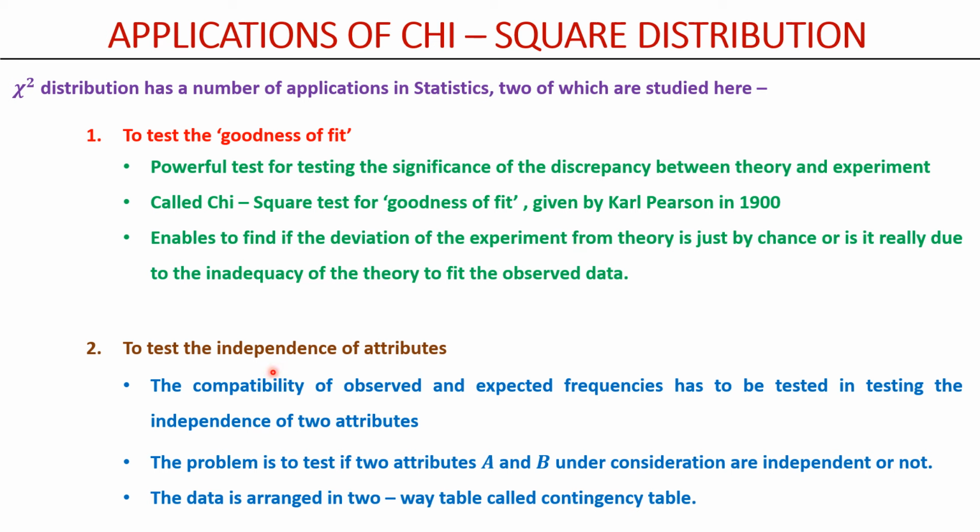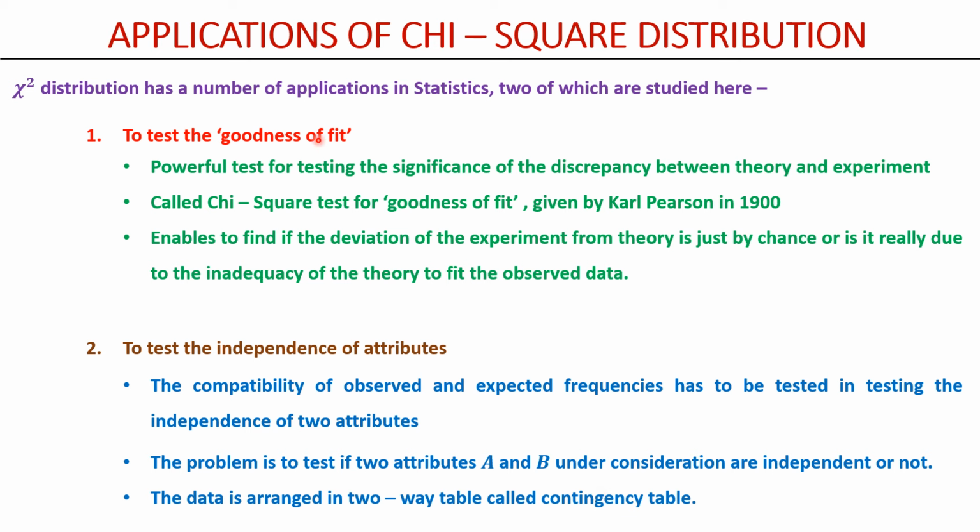Moving forward, to test the independence of attributes, that's the second application. Here, we are discussing the independence of two types of attributes. So the compatibility of the observed and the expected frequencies has to be tested with respect to the independence of these two attributes. We are going to test whether the two attributes under consideration, say A and B, are independent or not. And for that, because we shall be using two attributes and the data pertaining to them, we shall use a two-way table which would be termed a contingency table. We shall discuss this in detail when we come to the second application.